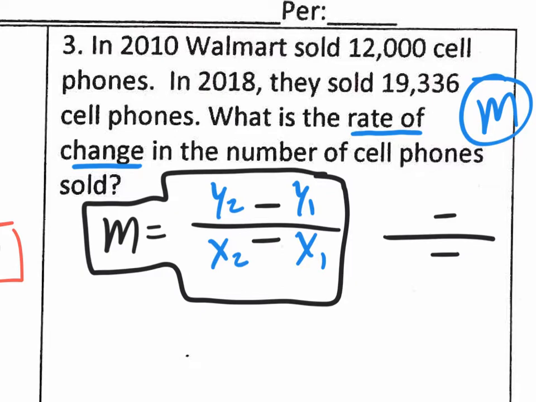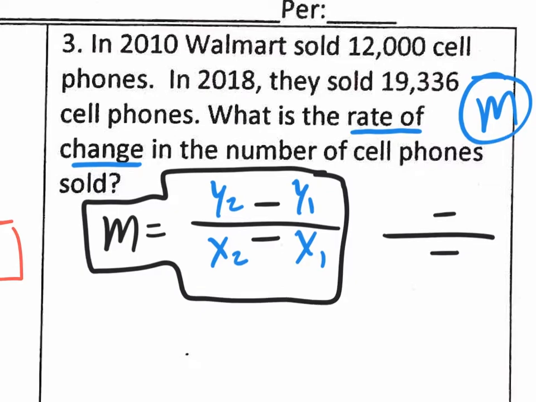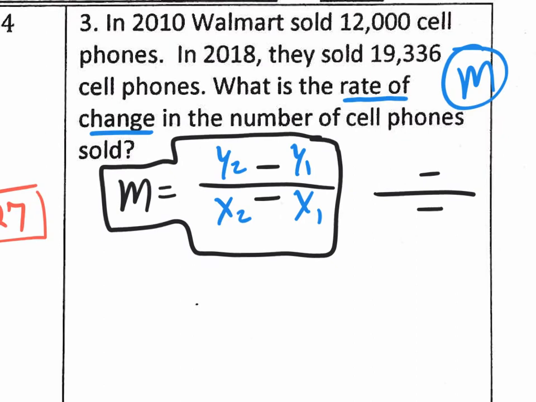12,000 and 19,000? Okay, so how about this? Let's start by doing this. Let me write down a coordinate right here, and let me write down a coordinate right here. Now, what am I going to put in the first coordinate? I need two values, an x value and a y value. 2010 and what else? And 12,000, right? What happened in 2010? They sold 12,000. So that makes perfect sense for a coordinate in terms of x and y.